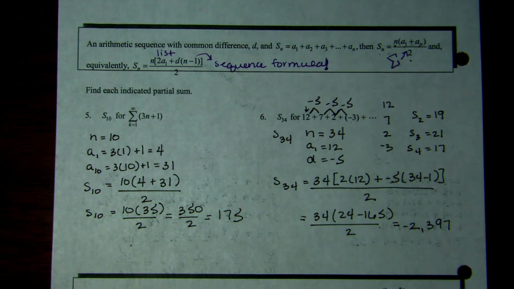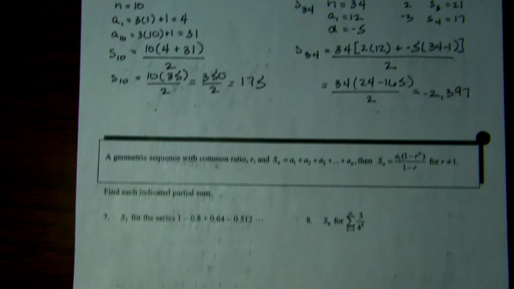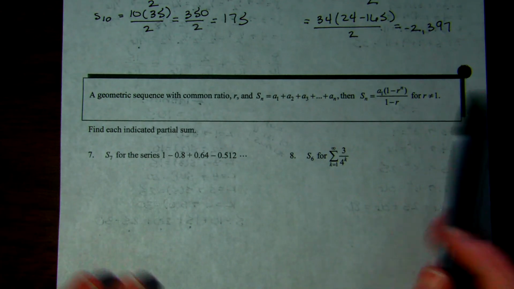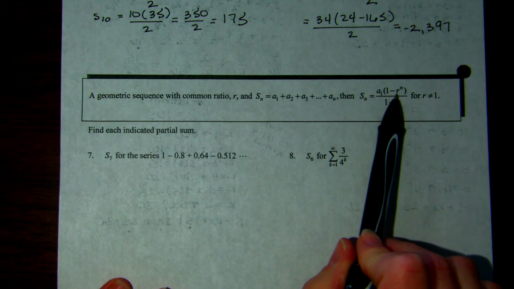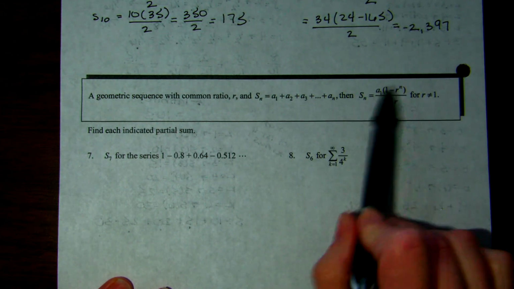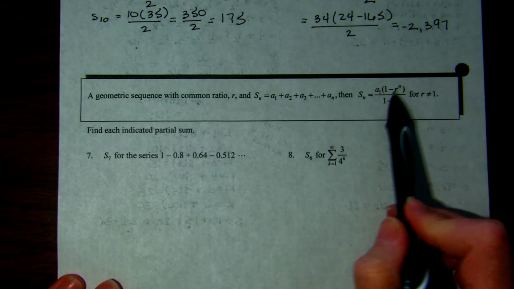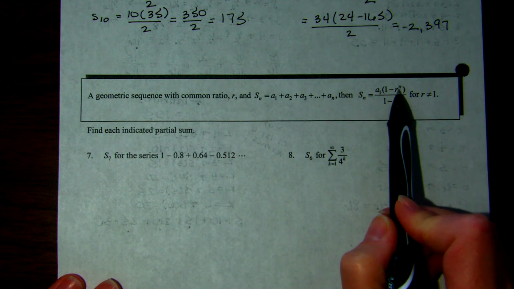All right, guys, let's look at 7 and 8 really quickly. Now, for geometric sequences, we are only going to use one formula, okay? That formula uses the first term and that R value, which is our common ratio. You need to know the term number as well, but we just use this formula right here. So you need to know the first term, the common ratio, and the number that you're looking for.